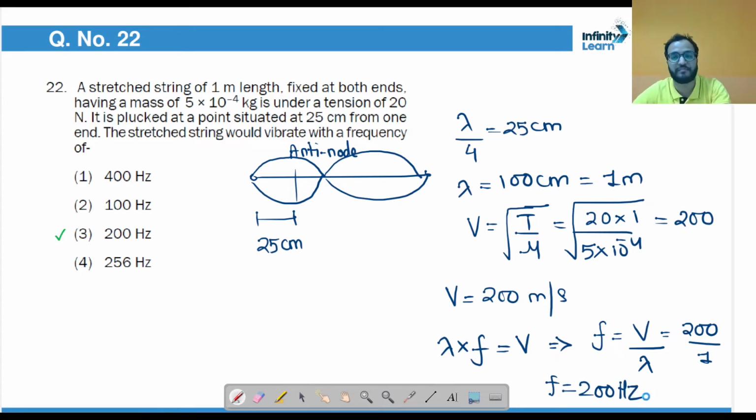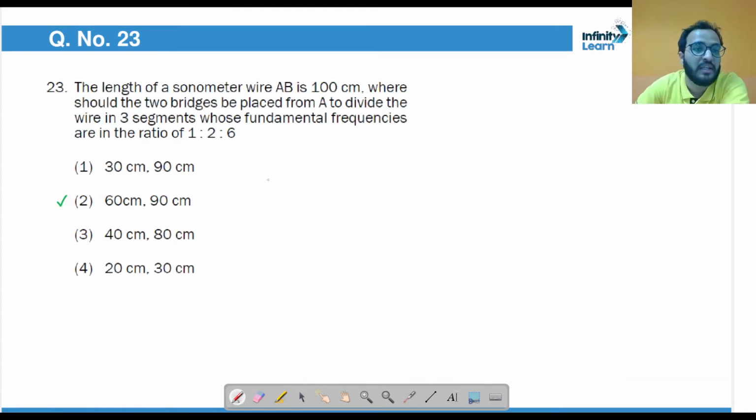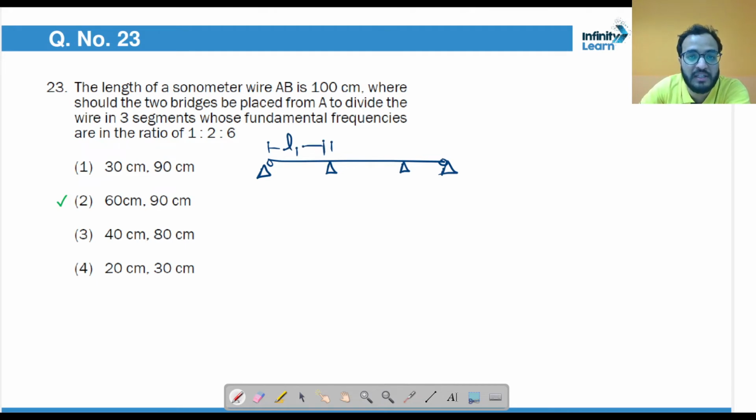Did you get it? 23. Length of the sonometer wire. Now what they are saying is this is the sonometer wire, so it should be kept like this. So the bridges should be kept like this. Let's say this length is L1, this length is L2 and this length is L3. Now what they need is the fundamental frequencies of these three segments.